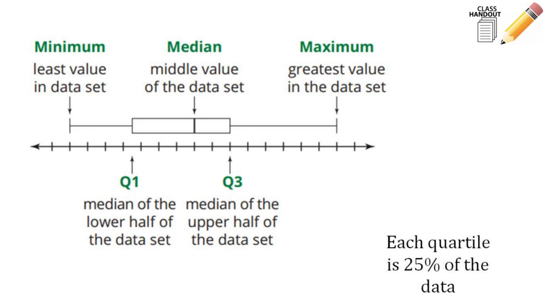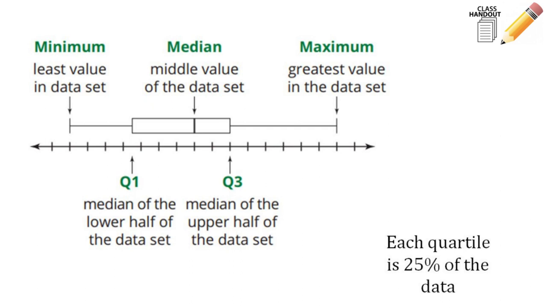So that's what we mean by each quartile is 25% of your data. Where it is on the number line is irrelevant. But in terms of the data, we're talking a quarter of the data falls between these numbers, a quarter of the data falls between these numbers, et cetera, et cetera.